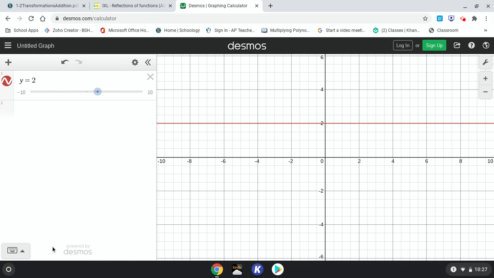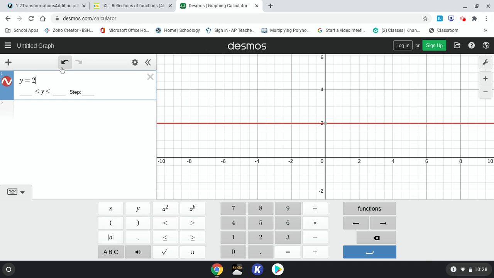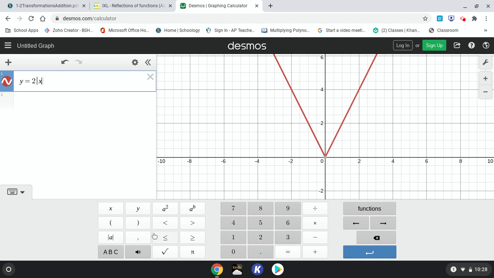So if I'm looking at this one, I have 2 times the absolute value of x+7, -7. So we have y equals 2, and then times, I should have a math bar that would come up here.